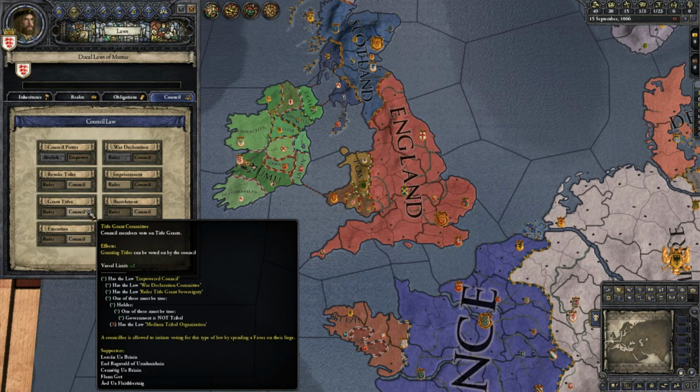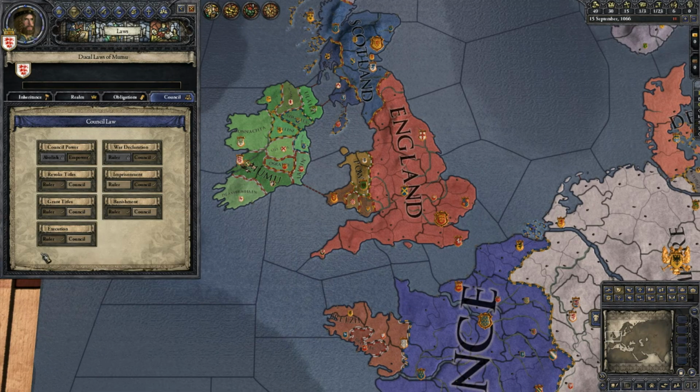Then you get a better vassal limit, right? If the council has more power, you do have a little higher vassal limit. But on the other hand, now your council gets to vote on what titles you get to grant out, and they might not want you granting titles to certain people. Especially if you're granting land to your dynasty, they will not like that.